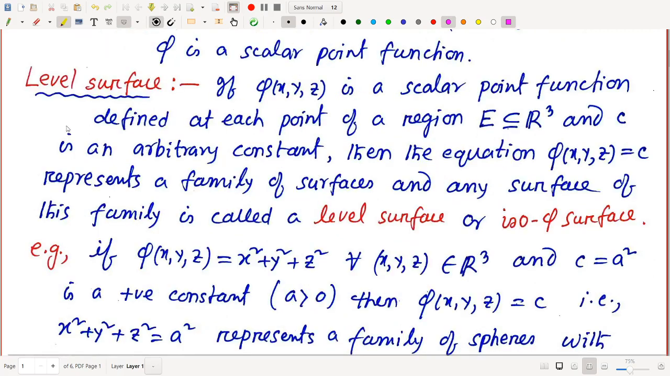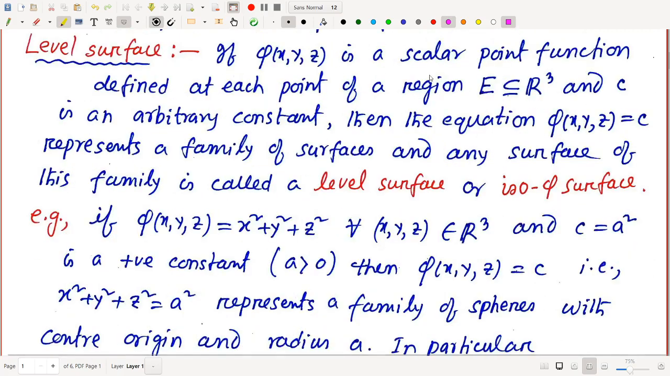Now we define what is a level surface. If phi of x, y, z is a scalar point function defined at each point of a region E subset of R^3 and C is an arbitrary constant, then the equation phi x, y, z equal to C represents a family of surfaces. Why a family of surfaces? Because C is an arbitrary constant. It can take various values, an infinite number of values. So there is not one surface, there are infinitely many surfaces. So this equation represents a family of surfaces, and any surface of this family is called a level surface.